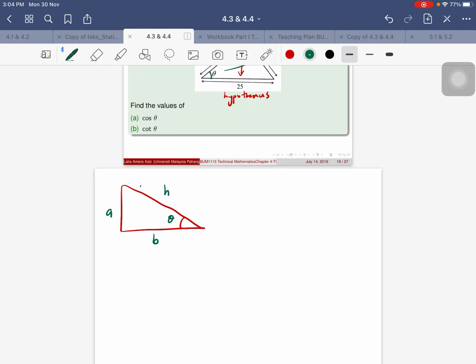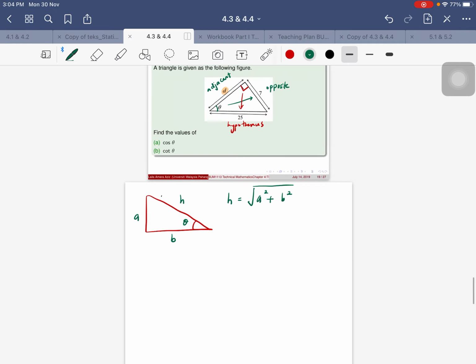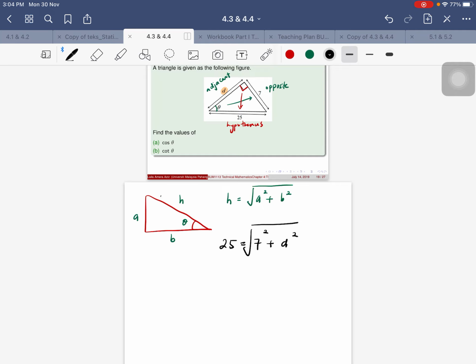If I wanted to know the hypotenuse value, the hypotenuse is going to equal A squared plus B squared, and square root both of the sum. So whatever you get from that is going to be the hypotenuse value. When we apply this to our triangle at the top, the hypotenuse is 25. So 25 is equal to the square root of a squared, and for this case, let's say a equals 7, so 7 squared plus d squared, and both are being square rooted.